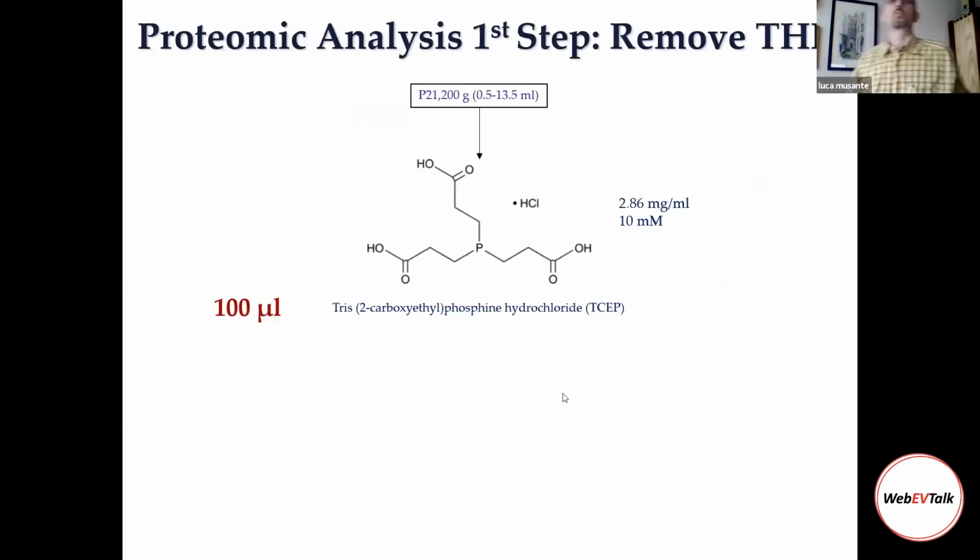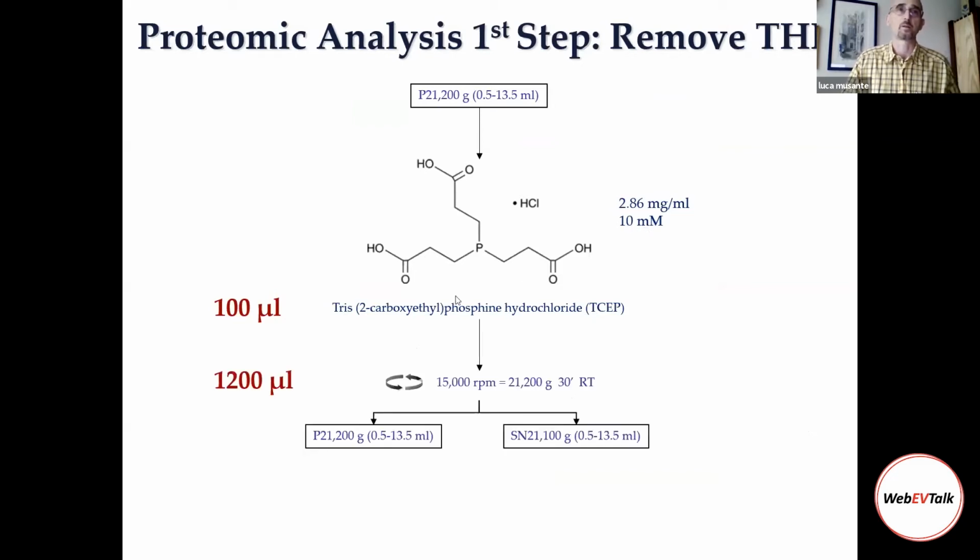So then we wanted to know more about this pellet, so we implemented a proteomic analysis. The first step was to remove THP, and we used a different reducing agent, TCEP, instead of DTT. It is much stronger, its reducing power is higher than DTT, and it's already effective at 10 millimolar. The pellet of the full set of volume was suspended in 100 microliter.